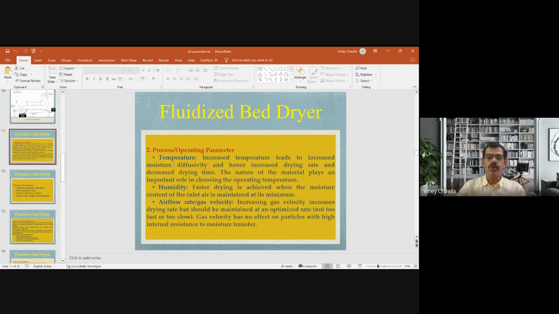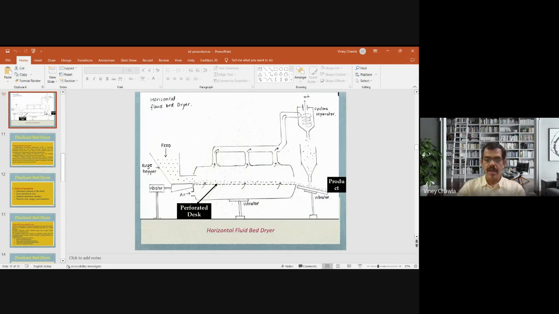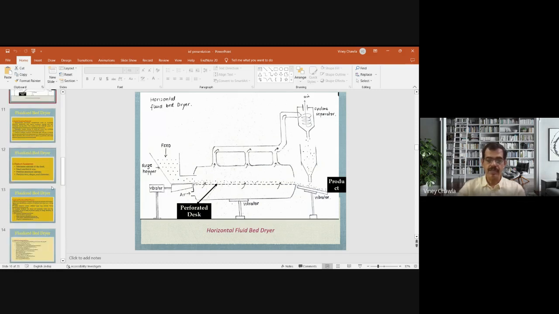If I talk about the horizontal fluidized bed dryer, as the air moves from bottom to the top, there is not one opening, there are many openings. So air remains unsaturated. I'll click back to that picture. As air moves from left to right, it is entering through various holes in the bottom. So it remains unsaturated.